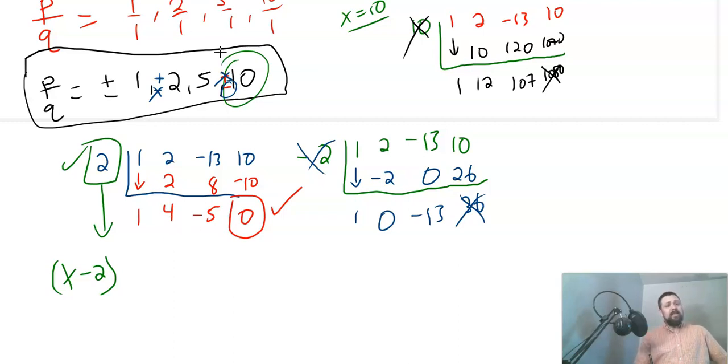The other issue is that there's no guarantee that they're all on this list here. As I already mentioned, this list will not contain any possible imaginary zeros or any possible square root zeros. So what if one of my zeros was 2i? I'm never going to find it from this synthetic division process.